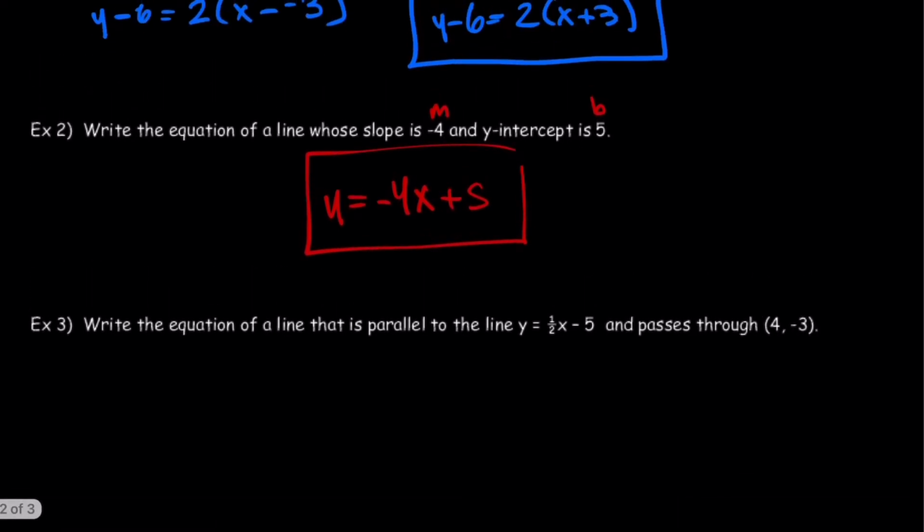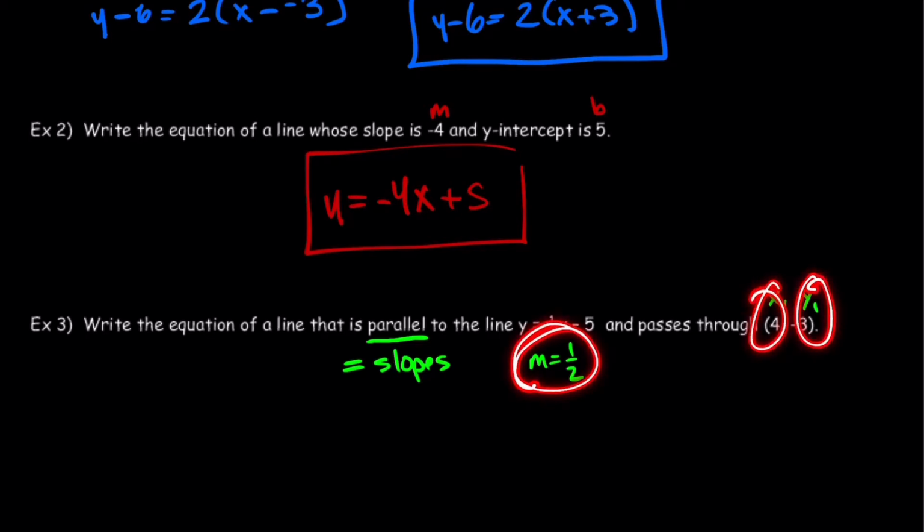Next one, write the equation of a line that is parallel to the line y equals 1/2 x minus 5 and passes through 4, -3. Well, we're adding a layer of complexity to this by saying parallel. But all we need to remember, and if you look on your formula sheet, you'll see this, parallel means equal slopes. So now I need to look at this equation, figure out what the slope is. Well, that's going to be 1/2. And here's my point, so there's x1 and y1. So all I need to do is plug in that m, that x1, and that y1 into my point-slope equation.